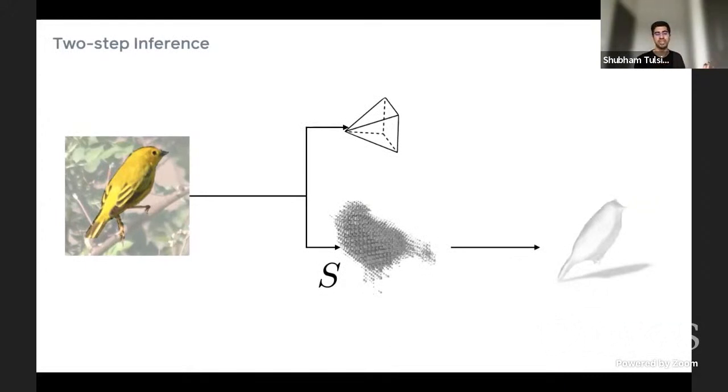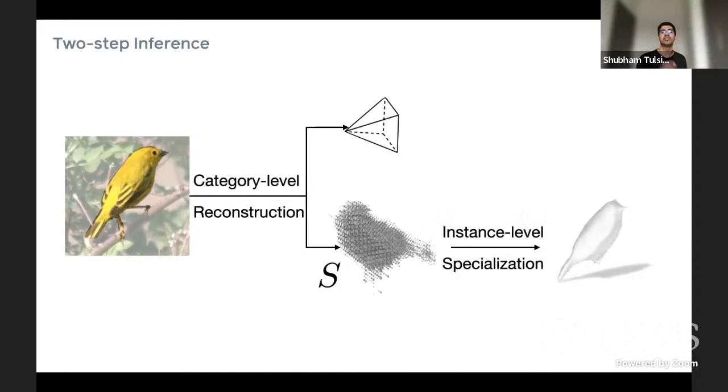So given an input image, we first predict a camera viewpoint and a shape in a volumetric representation. And then we specialize it to better match this particular instance by converting it to a mesh and optimizing it to match the details better.